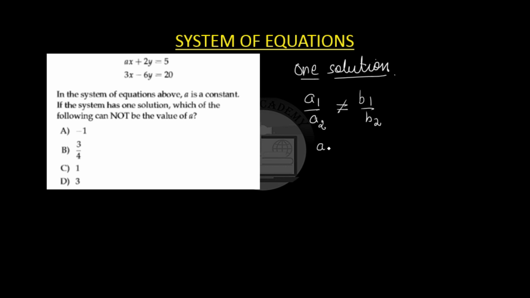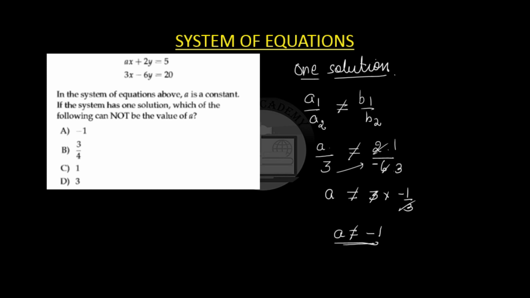Here A1 is A, the coefficient of x in the first equation, A2 is 3, the coefficient of x in the second equation. It should not be equal to B1, the coefficient of y in the first equation, over B2, the coefficient of y in the second equation. Let us simplify this. So A should not be equal to 3 times negative 1 over 3. I cross multiply this 3 here. So A should not be equal to negative 1. And the question was, which of the following cannot be the value of A? So A should not be equal to negative 1, and hence this is the answer.